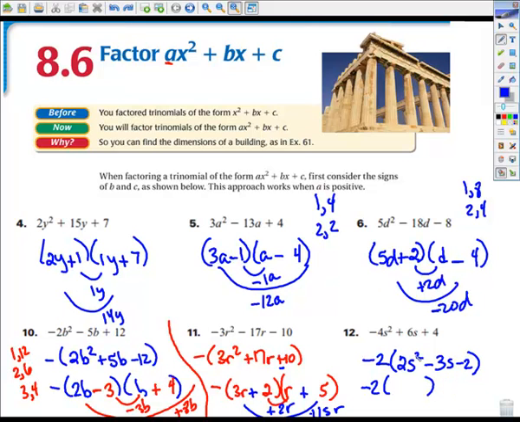Oops. The only factors of 2 are 2 and 1. I want a 3, so I'm going to go 2 and 1, because this gives me a 1s and a 4s. To get a negative 3s, I need the negative to be with 4s and the positive here, so plus, minus, and positive 1 times negative 2 is negative 2, so again, it works.